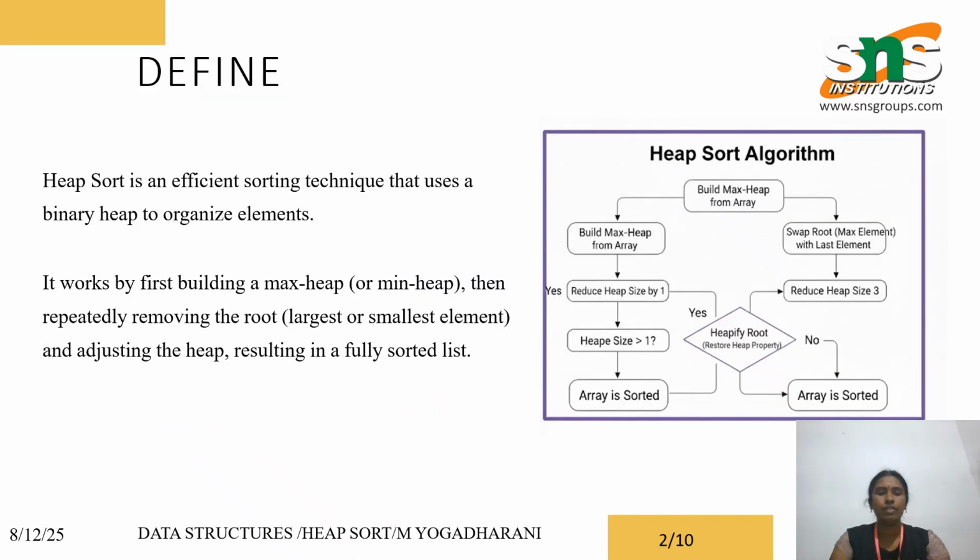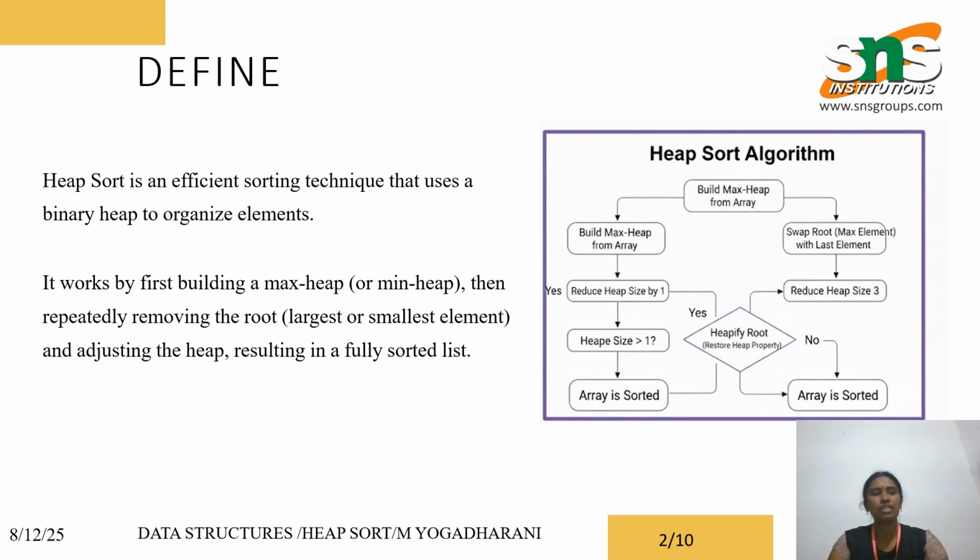The next slide is the definition part. Heap sort is an efficient sorting technique that uses a binary heap to organize elements. Heap sort is a comparison based sorting, as I told you about shell sort and insertion sort. So bubble sort, shell sort, insertion sort, heap sort, these basic sorting algorithms are mainly comparison based.